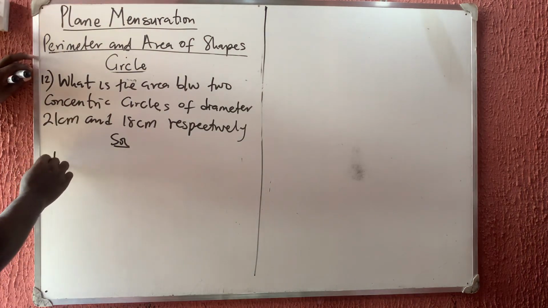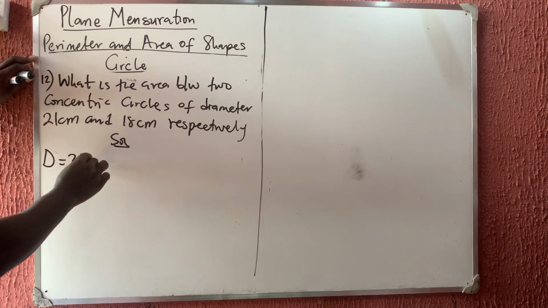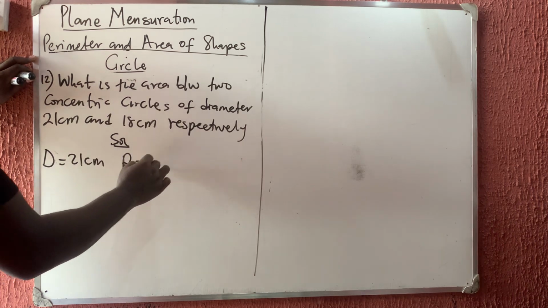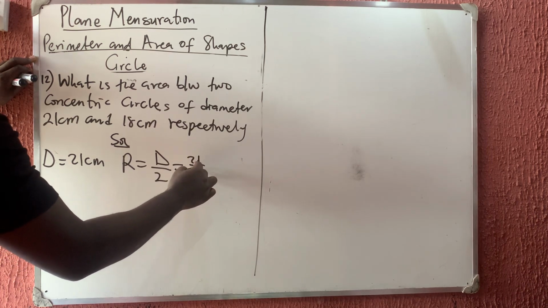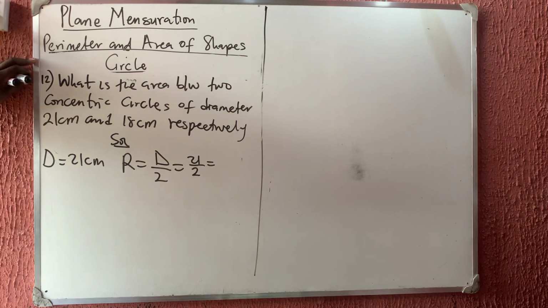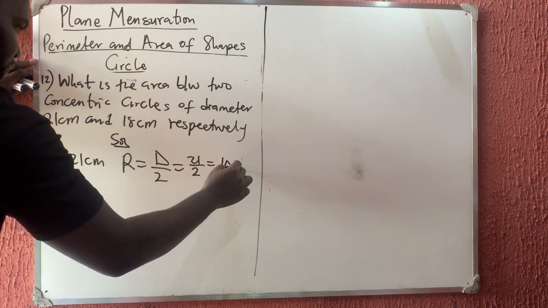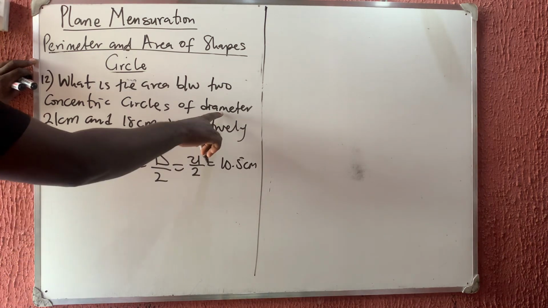So we have that the diameter of the big one, let's call it capital letter D, should be 21 cm. So the radius of it should be what? Capital letter D divided by 2, which is 21 divided by 2. I have 10.5 cm. Sorry about that. So you have to be very careful. What they told us was diameter.